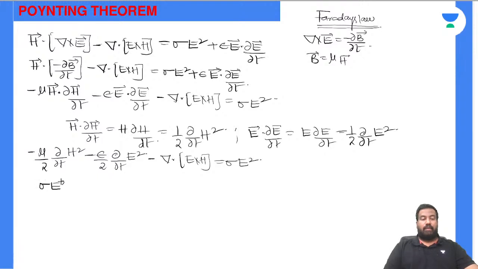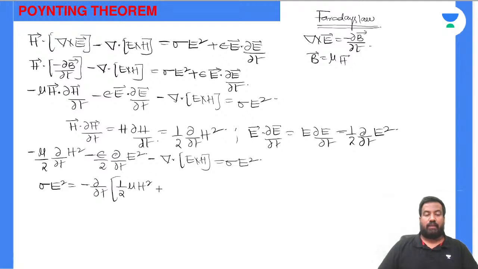Therefore, we can write sigma E square is equal to minus dou by dou T of 1 by 2 mu H square plus 1 by 2 epsilon E square, minus del dot E cross H.